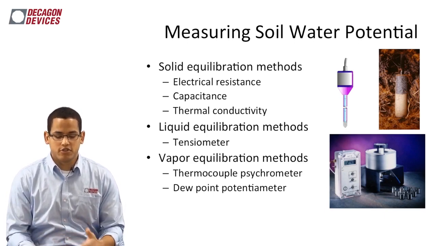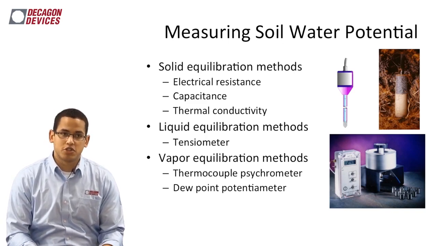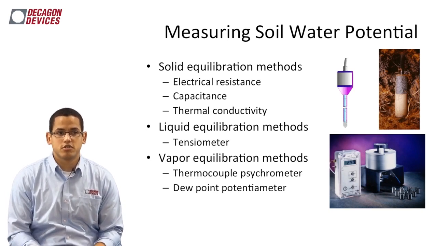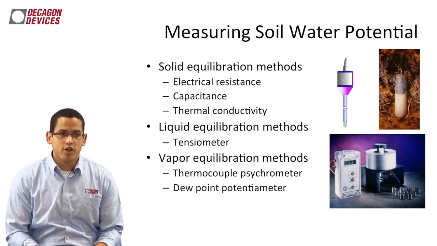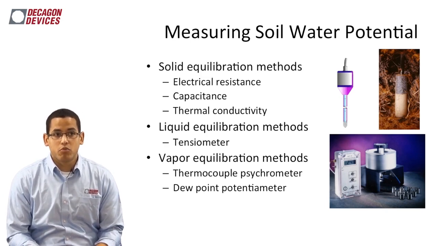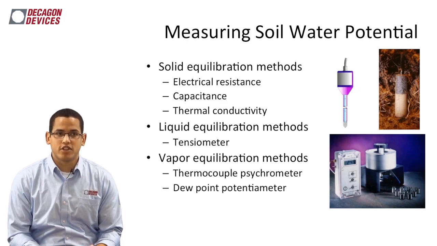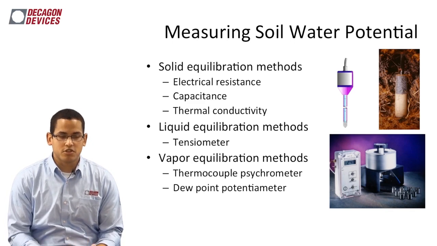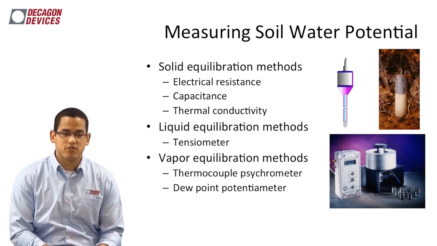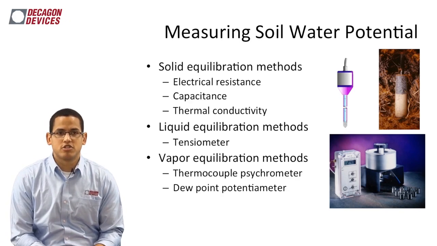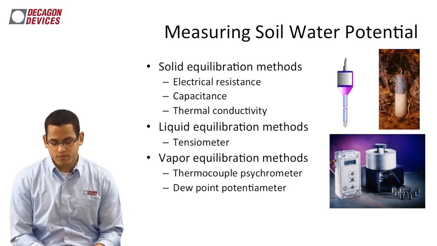It does not give us measures of the other components, the osmotic potential, but it can also give us a measure of the pressure potential when we do have saturated conditions. And this is probably one of the most accurate methods. The problem with the liquid equilibration method is it's limited in range. Typically, a tensiometer, we can only measure down to negative 85 kilopascals, maybe 100 kilopascals. Except for some special tensiometers, we're able to use some special techniques to push the range of the tensiometers, and I'll talk about that a little bit later.